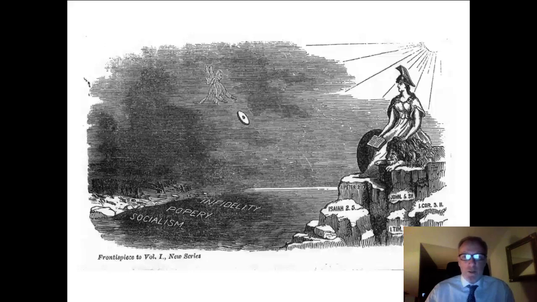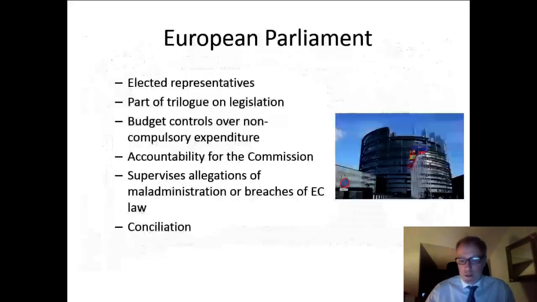So I'll just go through the institutions. Some of you may know these things, some of you won't. The European Parliament: we were told as part of the Vote Leave campaign that the European Parliament was completely undemocratic. That is absolutely not true. In the UK, we elect via proportional representation representatives who go to the European Parliament, and in the past the European Parliament was simply a talking shop.